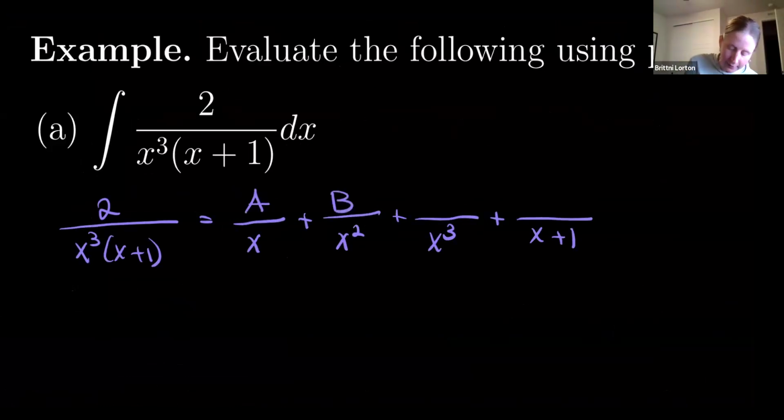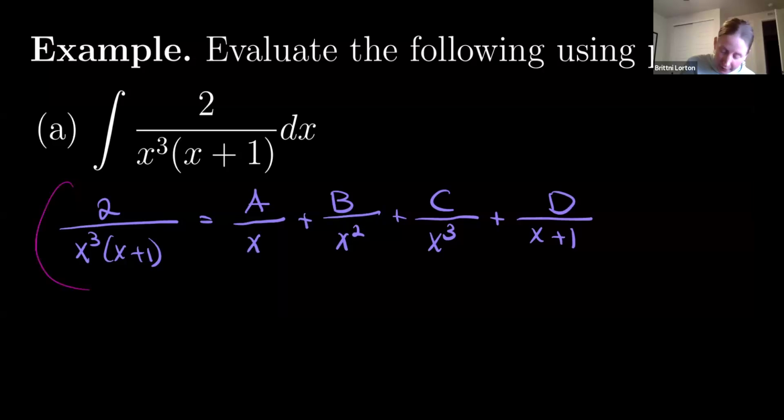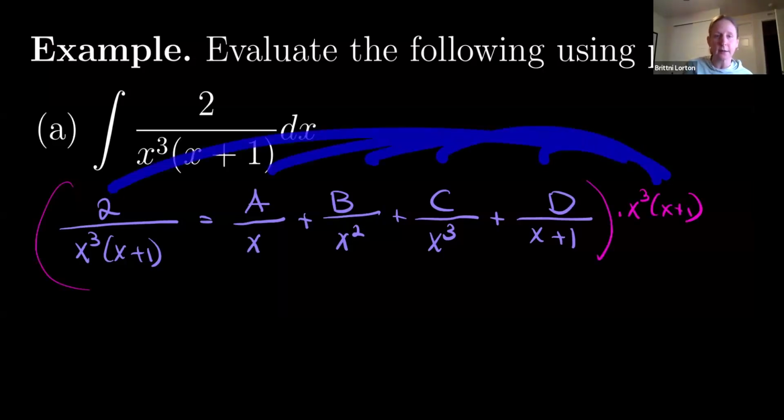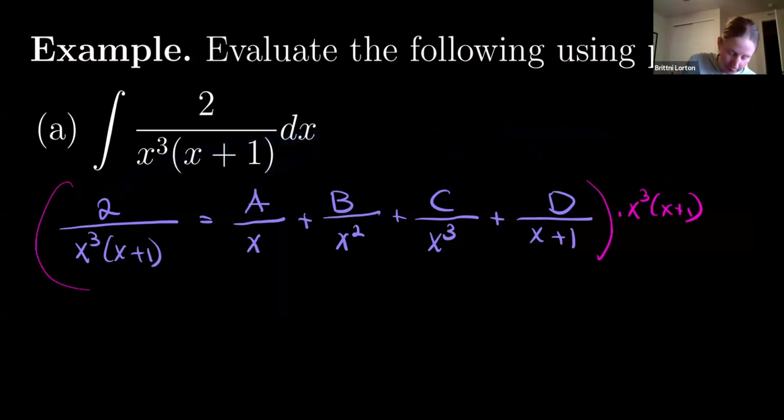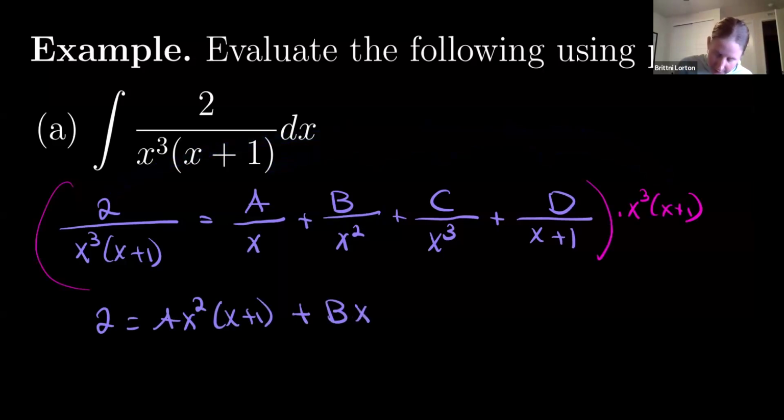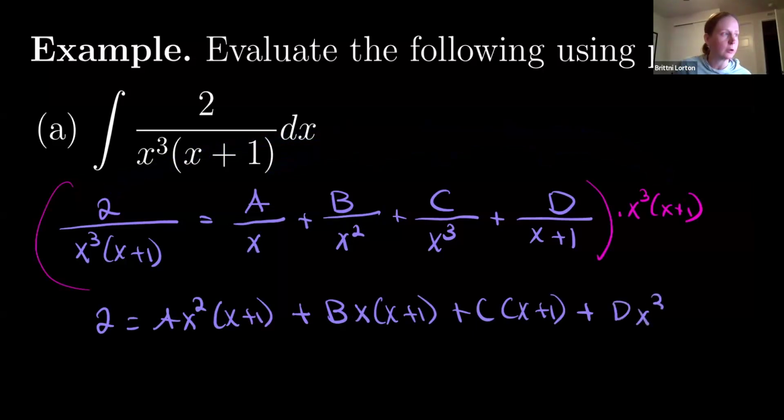Then you're going to do the a, b, c, and d. Okay, and then I'm going to multiply both sides by the original denominator, and then you are going to distribute across all sides of that equal sign, and some things are going to cancel. And I got 2 equals ax squared times x plus 1, b times x plus 1, c times x plus 1, and then d, sorry, there we go, d times x cubed.